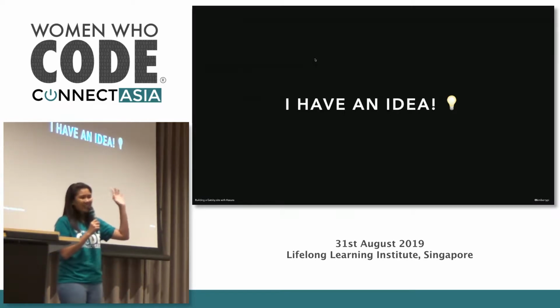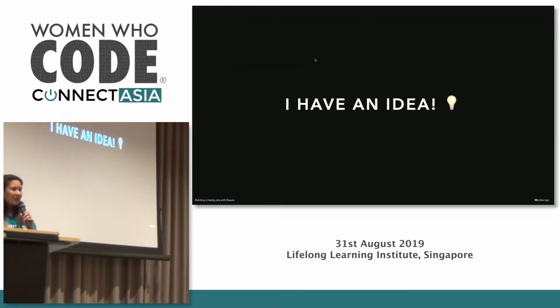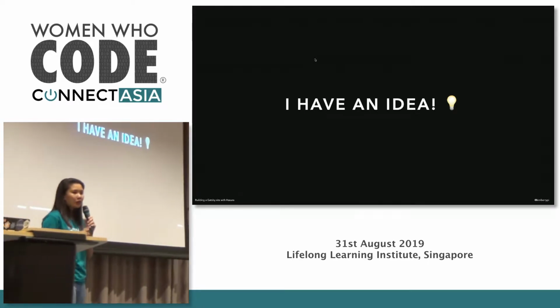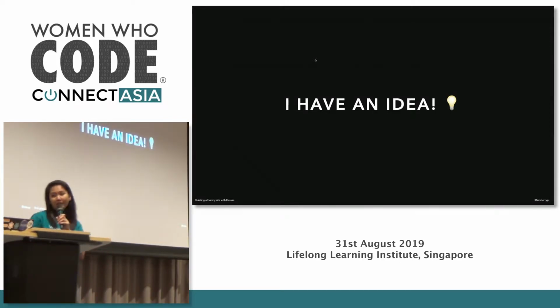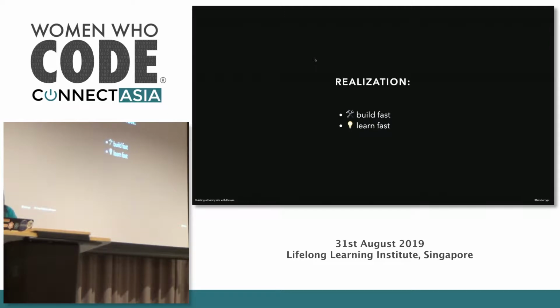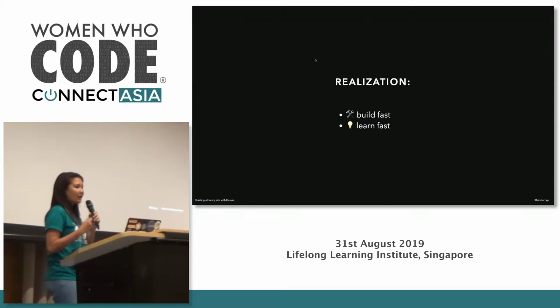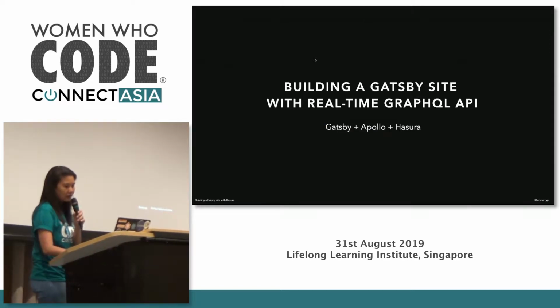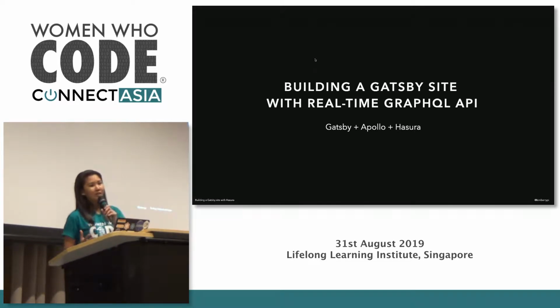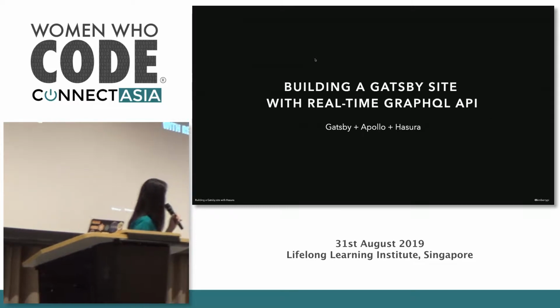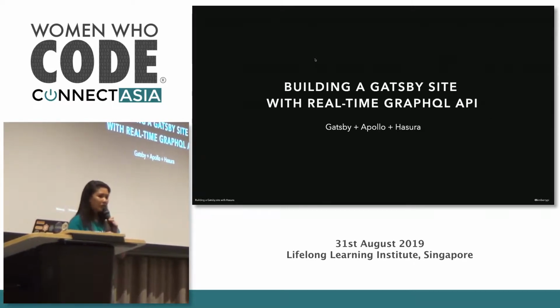Right. So, I found out a way how to build websites really, really fast, both front end and back end. So, this is what I will share with you today. So the realization I had was I have to build fast and I have to learn fast. Okay, so let's build a real website with both front end and back end with real-time APIs. So I'm using Gatsby and Hasura, and then I'll integrate it with Apollo.